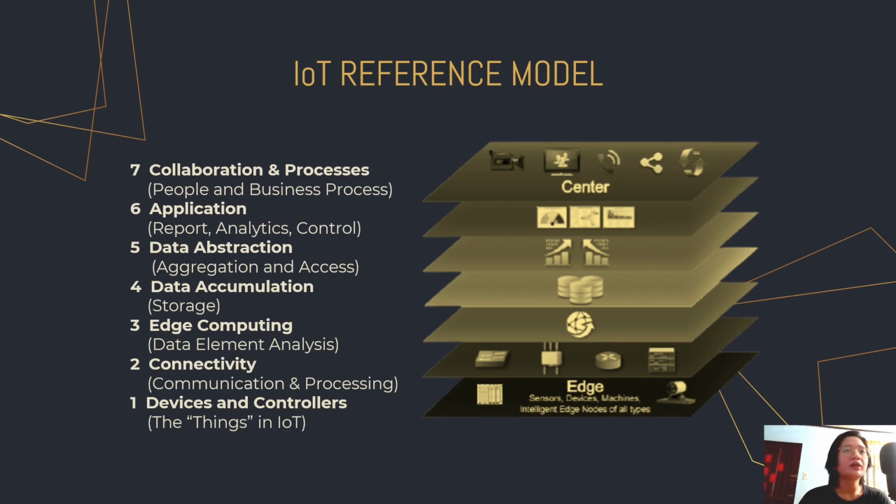So this is the IoT reference model. Level 7 is collaboration and processes, that is, the people and business processes. Level 6 is the application: report, analytics, and control. Level 5 is data abstraction, aggregation, and access. Level 4 is data accumulation, that's the storage. Level 3 is edge computing, data element analysis. Level 2 is connectivity, that's communication processing. And level 1 is the devices and controllers, which are the things in IoT.